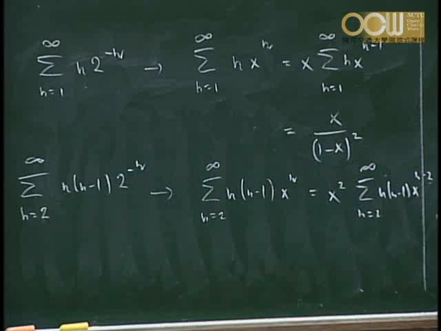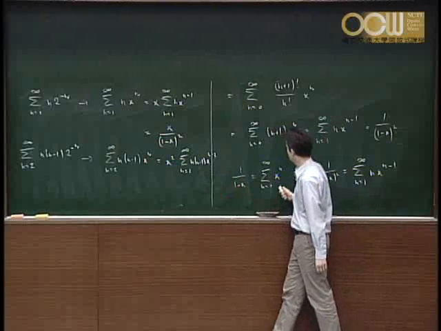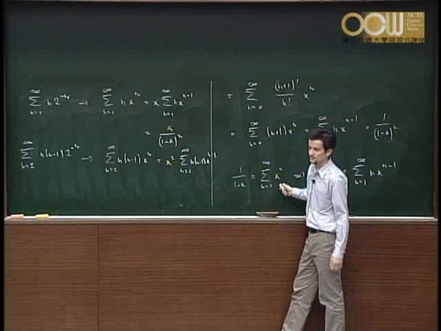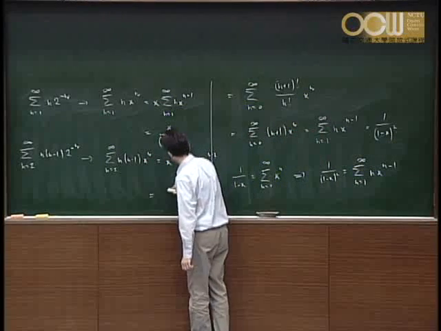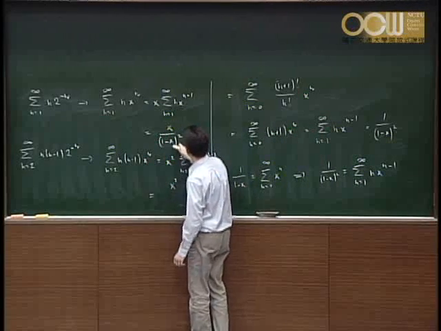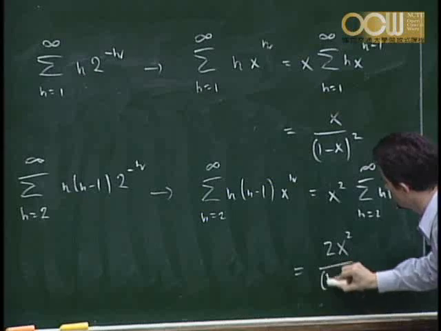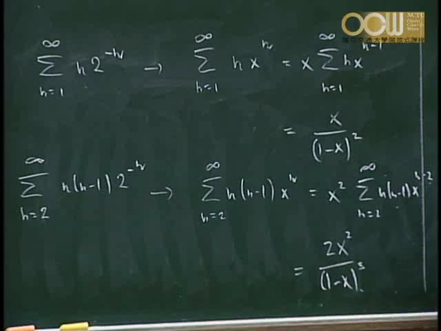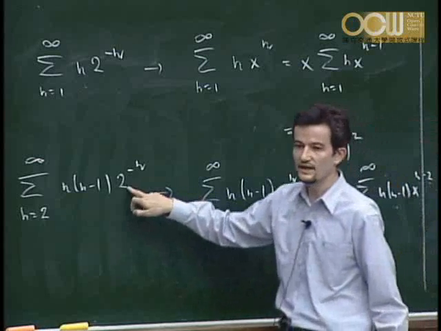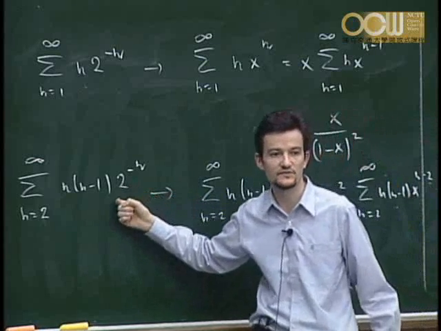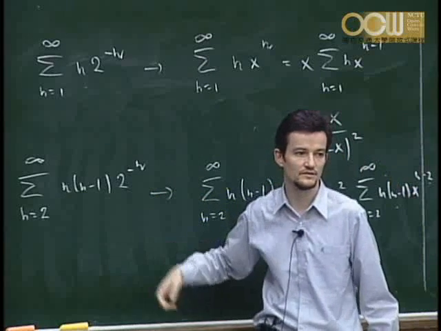And I observe that this is the second derivative. I get this series if I differentiate this twice. So I get that this is equal to x squared. Here is already the first derivative. The second derivative is 2 times 1 minus x to the cube. Now I plug in 1/2, and I get the sum, the value of this series here.